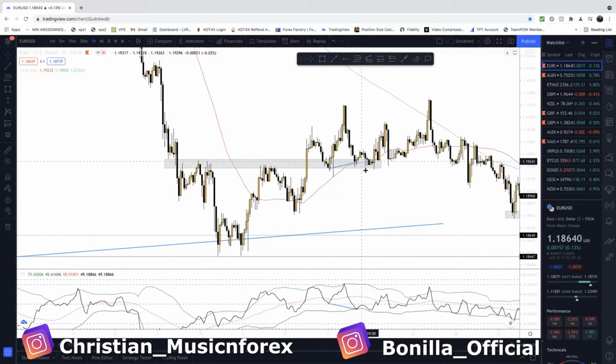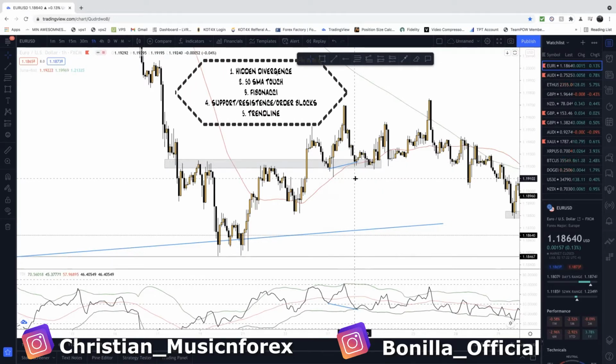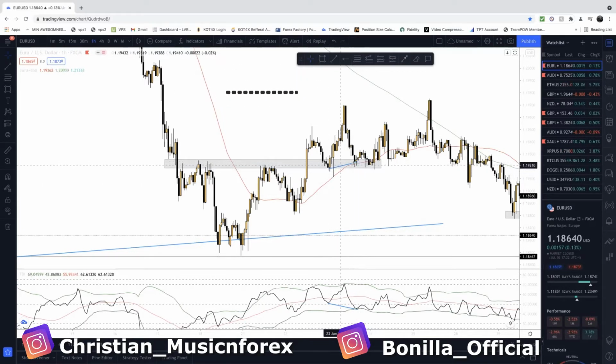So I'm going to look into this and see if there's any other confluence that I have. The possible confluences, you might want to write this down here. The possible confluences that I use are the hidden divergence, number 1, right? 50 SMA touch, number 2. Those are the 2 things that catch my interest to check for other confluences. And the rest are simply fib levels, support and resistance lines, or trend lines, right? That's all. So I have the bullish hidden divergence, the 50 SMA touch. Those are 2 confluences.